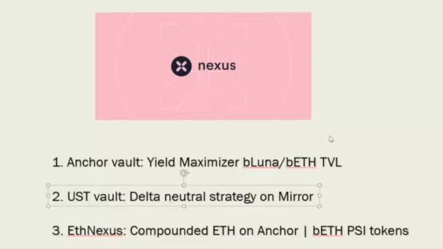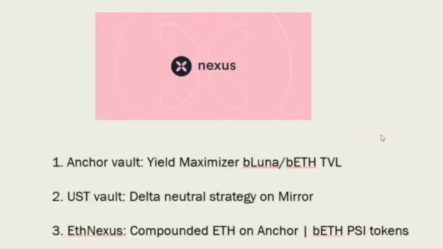And the second one is called the UST Vault. The UST Vault works very simply. You deposit UST with them. They will use your UST to do a delta neutral strategy on Mirror. And this delta neutral strategy means, because Mirror right now has a long farm and a short farm, if you provide liquidity for, let's say, Tesla stocks and UST on Mirror, you get Mirror rewards. But there's also a short farm.